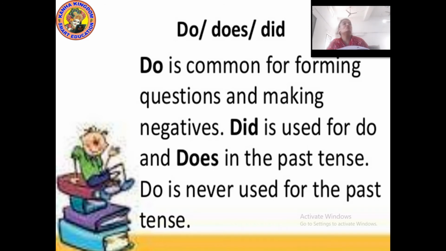Okay, so do, does and did, in which do is common for forming questions and making negatives. Did is used for past tense. Does is used for present tense again, but it is used if the subject is singular. Okay, and do is never used for past tense. Fine. Let's move to has, have and had.